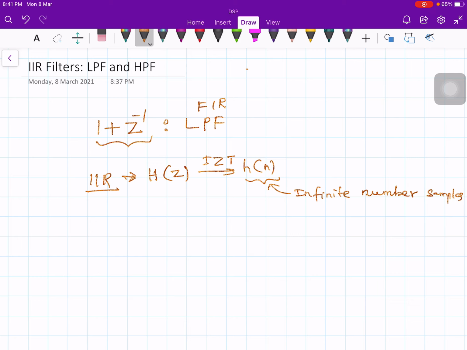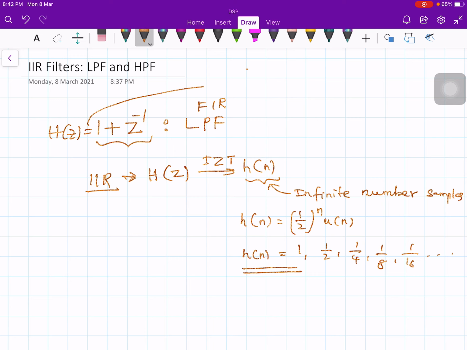For example, if I say h of n is equal to (1 by 2) to the power n times u of n, then when you substitute n equal to 0, you will get 1; n equal to 1, 1 by 2; then 1 by 4, 1 by 8, 1 by 16 and so on and so forth. So this is an example of an infinite impulse response filter.